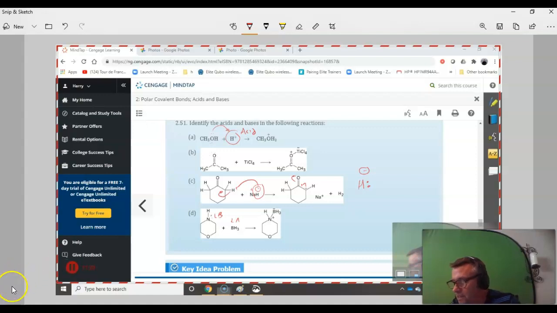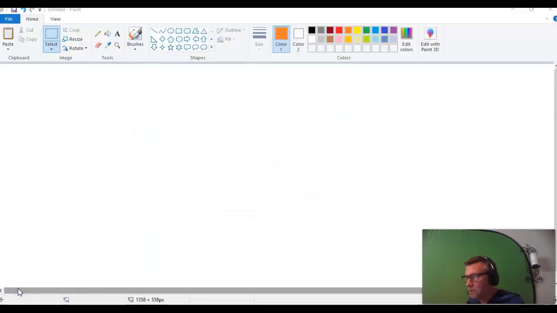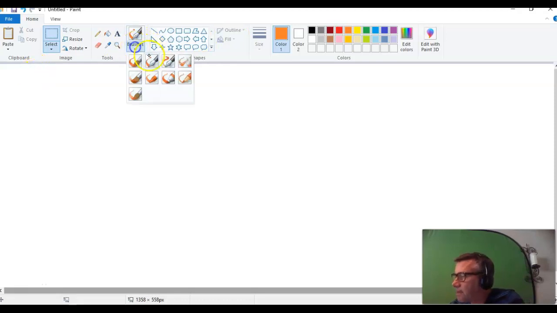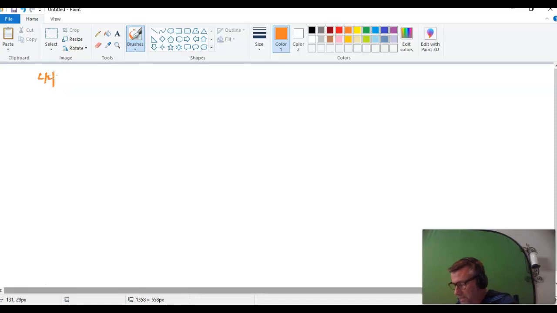I should have paused. Okay, the next one working backwards is 44. So let's get ready for that one. 44. Have a look at the question in the textbook. I'm not going to show it on the screen here. It asks you to write down the reaction of this molecule here, which is pyridine, which has a lone pair, and acetic acid. So it looks like this.